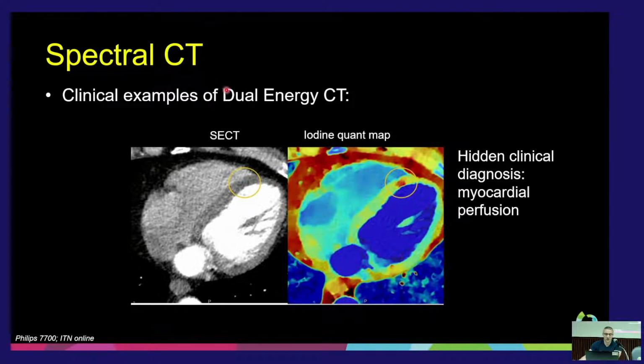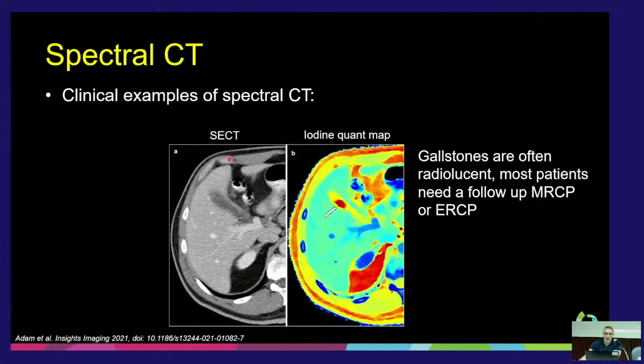Dual energy also helps find things that are largely hidden because it's distinguishing the different tissue types. So for hidden clinical diagnosis, myocardial perfusion just shows up like a light bulb here when you're looking at the iodine quantification map versus a normal 120 kV single energy CT. You can also see, like here, the gallstone on this normal 120 kV image. One would argue maybe it's there. There is a subtle translucency, but in dual energy, that thing pops out without a question.